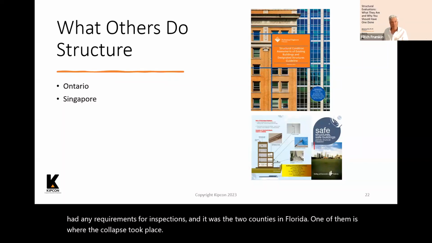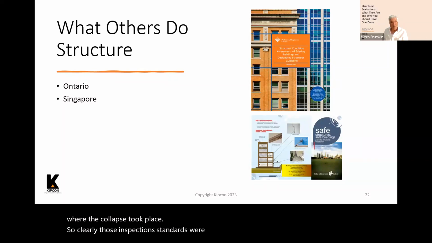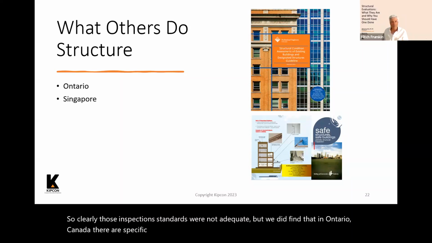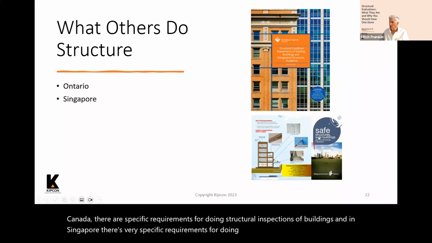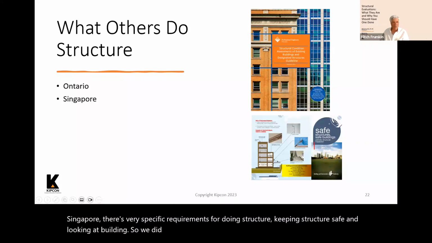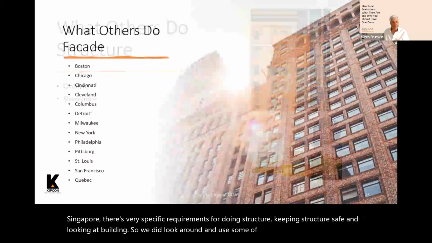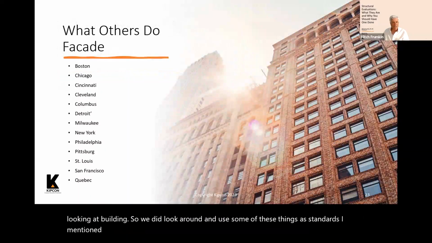So clearly those inspection standards were not adequate. But we did find that in Ontario, Canada, there are specific requirements for doing structural inspections of buildings. And in Singapore, there are very specific requirements for keeping structures safe and looking at buildings. So we did look around and use some of these things as standards. I mentioned facades. There are a lot of cities that have facade ordinances that you have to look at.